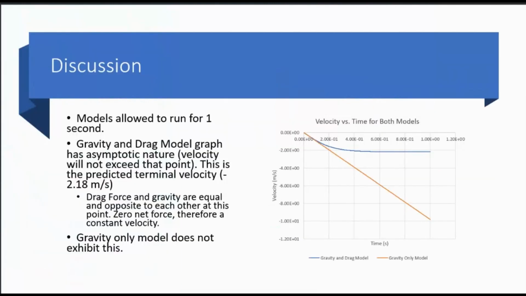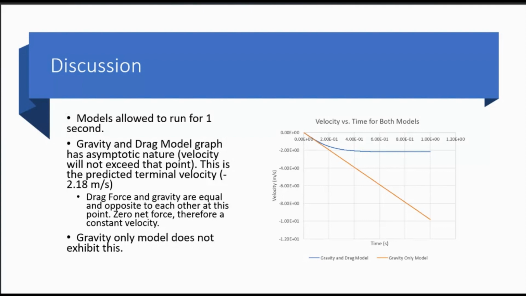If the models were allowed to run for 1 second, it is apparent that the gravity and drag model graph has an asymptotic nature, which implies that the velocity will not exceed that point. This is a predicted terminal velocity, which according to the model is about negative 2.18 meters per second in the y direction. At this point, the drag force and gravity are equal and opposite to each other, so there is 0 net force, and therefore a constant velocity. The gravity-only model does not exhibit this.